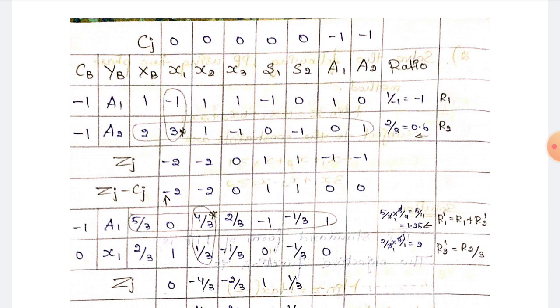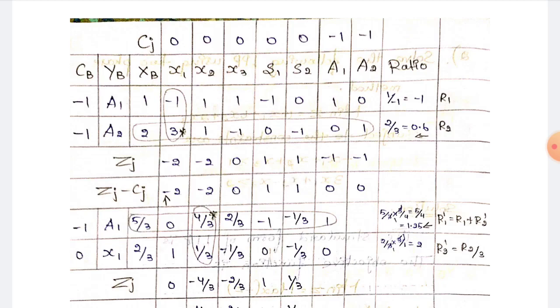So you have to add the values: 1 plus 2 by 3, that is 5 by 3; minus 1 plus 1, 0; 1 plus 1 by 3, that is 4 by 3; 1 minus 1 by 3, that is 2 by 3; minus 1 plus 1 is 0, minus 1 plus 0, that is minus 1; 0 minus 1 by 3, so minus 1 by 3. The next will be 1 minus 0, that is 1.